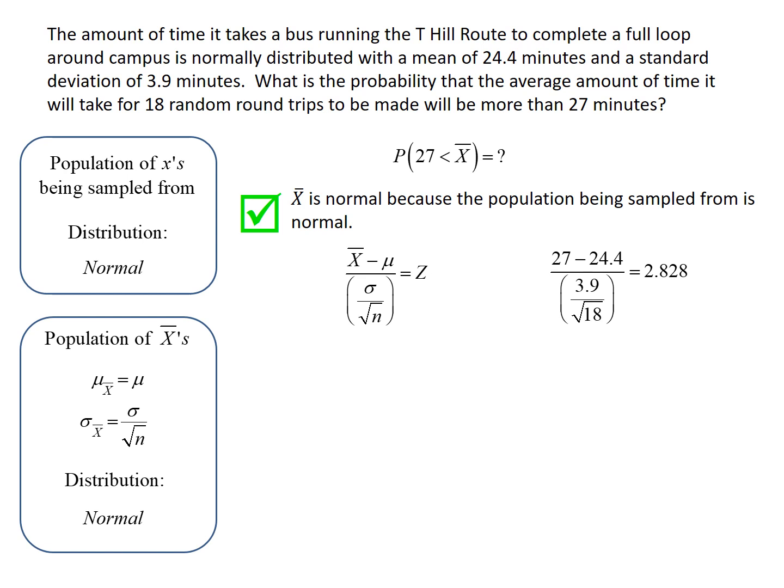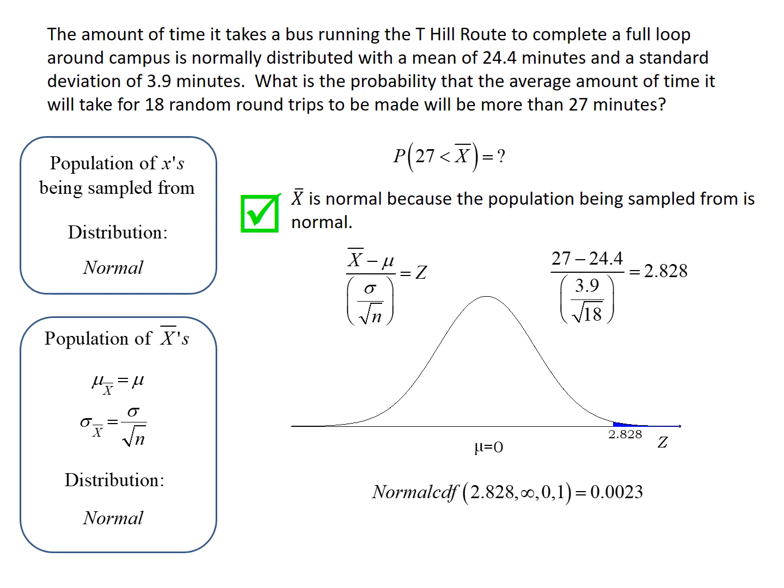So now that I've converted to z-scores, I'm going to draw my z-graph and shade in everything to the right, because we want to be higher than 2.828. We use our normal CDF, 2.828 to infinity. And because we've converted to z, the mean is 0 and the standard deviation is 1. And when we let the calculator do its work, you get 0.0023, which is exactly what we got before.